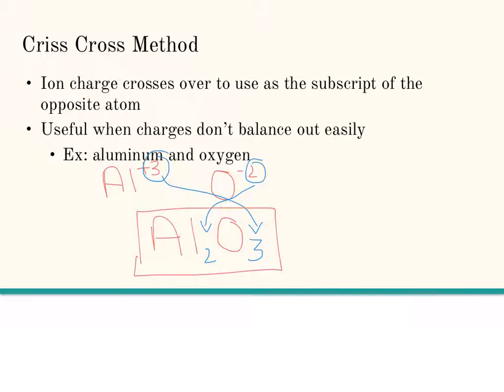So I end up with a formula of Al2O3. If I pay attention to the charges or add them up, each aluminum is +3. So +3, +3, each oxygen is -2. If I add that all together, it gives me a net charge of 0, which means this compound is neutral. The crisscross method can be used anytime, but again, it's really the easiest to use when you're dealing with charges that are +3 and -2.